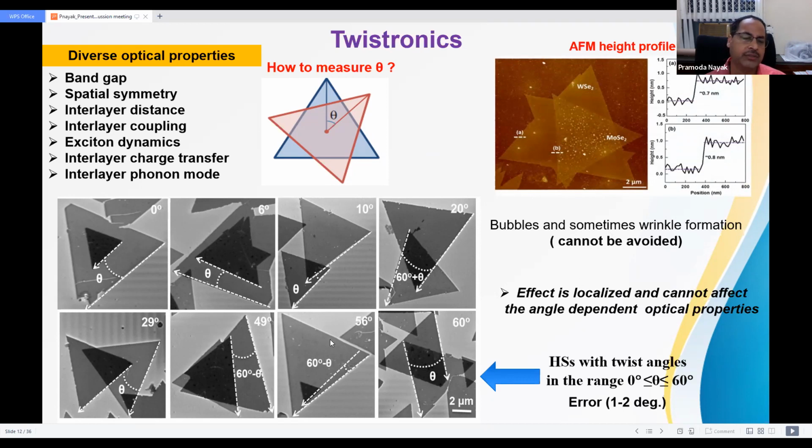But when you do this rotation, because this is a wet transfer technique, some residue and other things may be trapped a little bit. Then you do some post-annealing process, but still some localized wrinkles will form, which cannot be avoided. And another thing, the determination of the angle also has some error, because sometimes the edge is not perfectly sharp, and then we can get some 1 to 2 degree error in the angle measurement.